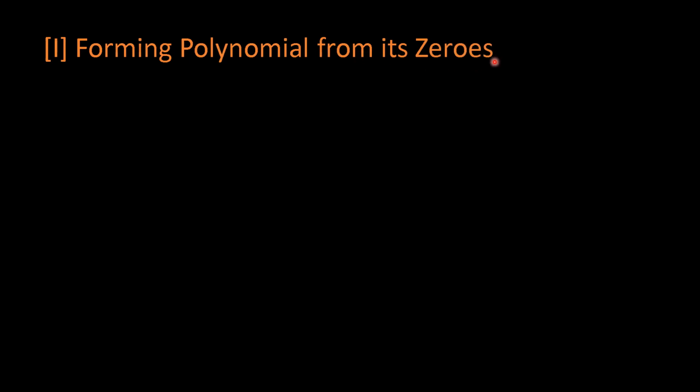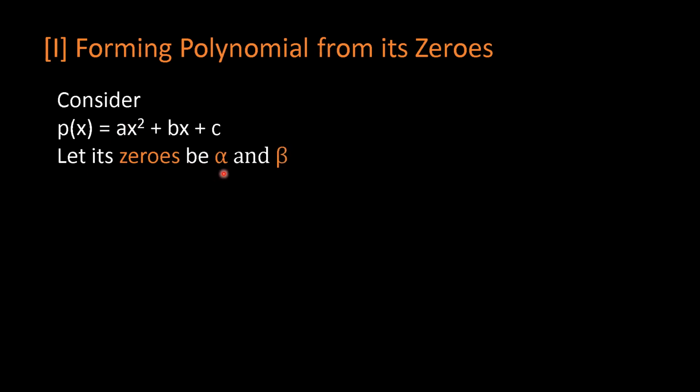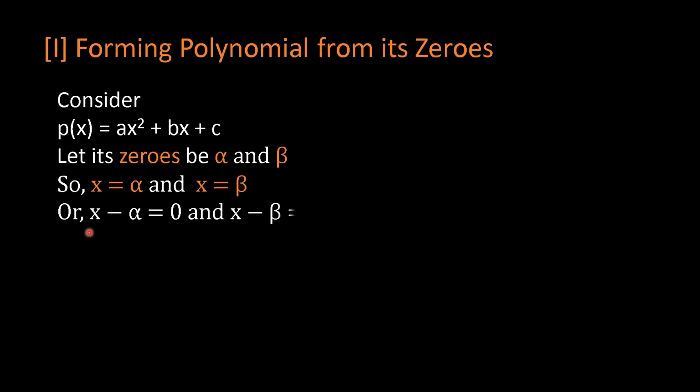First, we will see how to form a polynomial from its zeros. Consider a standard quadratic polynomial ax squared plus bx plus c. Let its zeros be alpha and beta. So we write x equals alpha and x equals beta, or x minus alpha equals 0 and x minus beta equals 0.